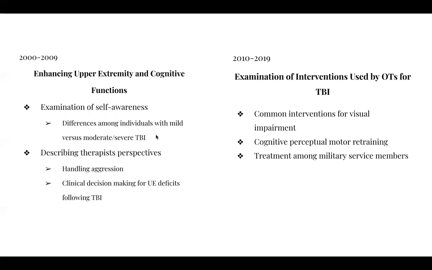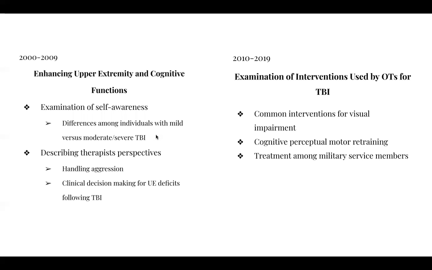So the participants with mild TBI initially overestimated their deficits, but demonstrated good self-awareness throughout. The participants with moderate to severe TBI significantly underestimated their deficits, but demonstrated a gradual increase in self-awareness, which is important to note for occupational therapists so that they can gear their treatment sessions appropriately.